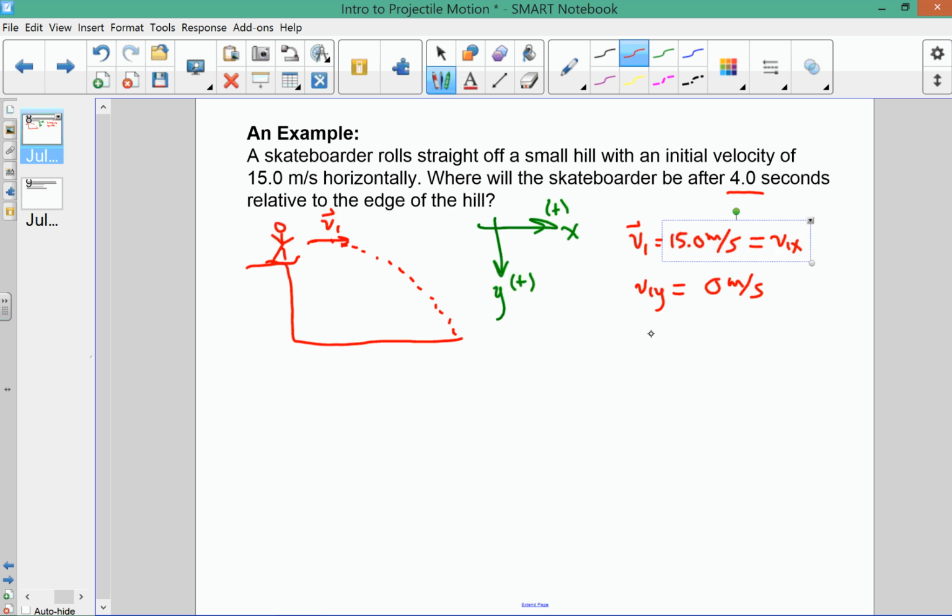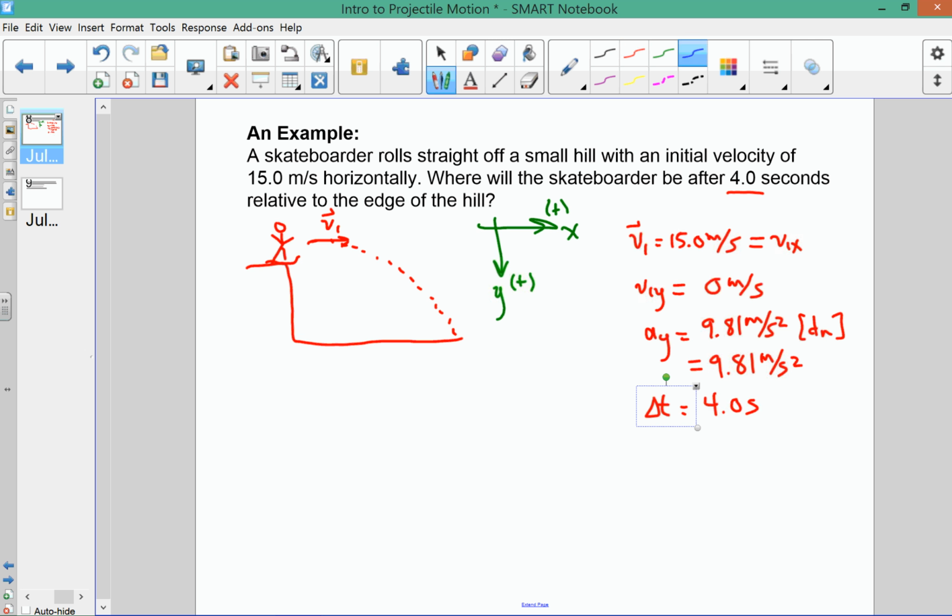My acceleration is going to be 9.81 meters per second squared down, which based on my coordinate system, I'll just call the positive direction. That makes things a little easier. And now finally, I know that delta t is 4 seconds. And that's it. So now whenever I go ahead and solve one of these problems, here's how I like to lay it out, and I suggest you also lay out your solution this way.